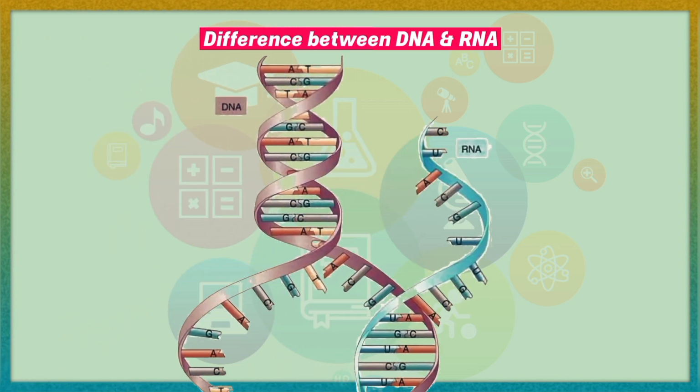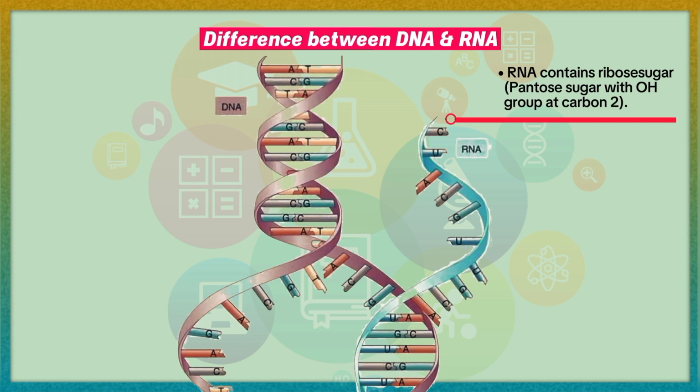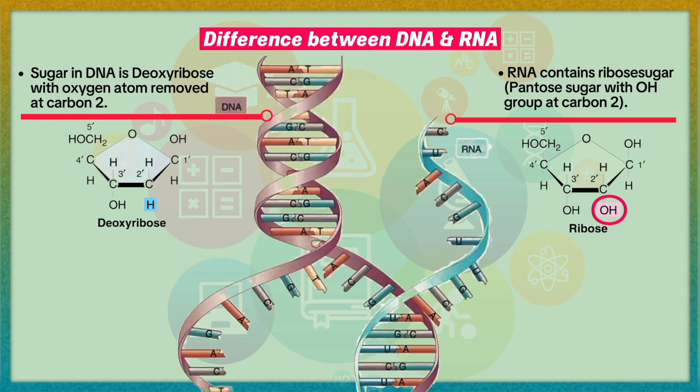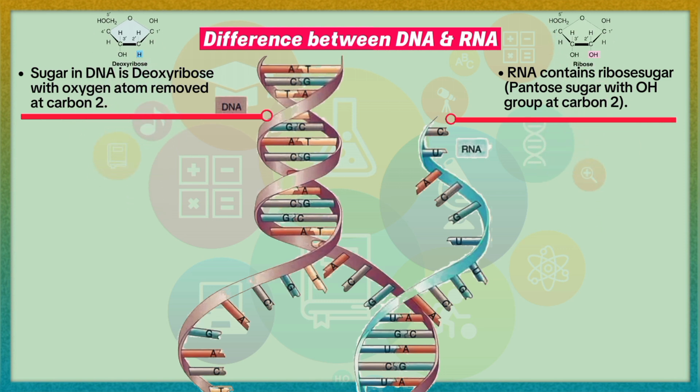DNA and RNA differ from each other in the following ways. Firstly, each nucleotide of RNA contains ribose sugar with an OH group at carbon number 2, whereas the sugar in each nucleotide of DNA is deoxyribose, with one oxygen removed from the OH group at carbon number 2.